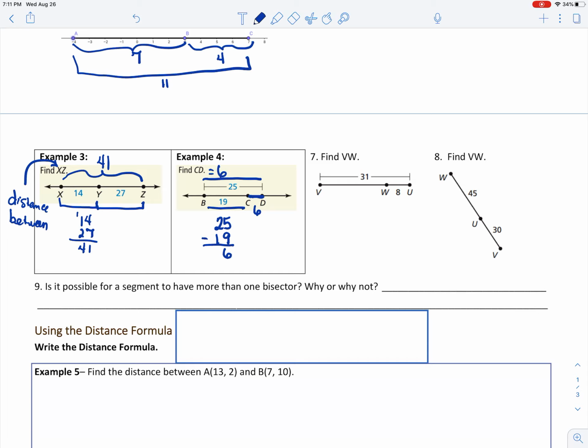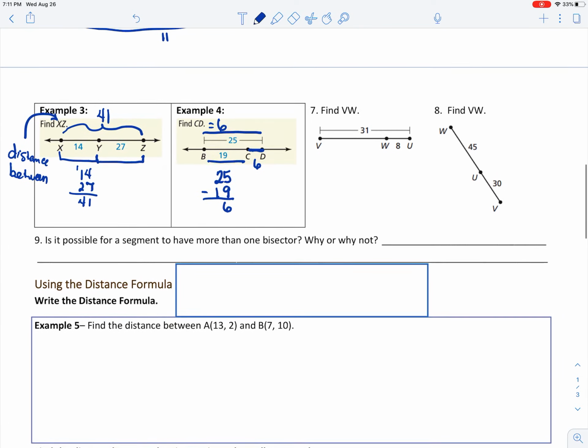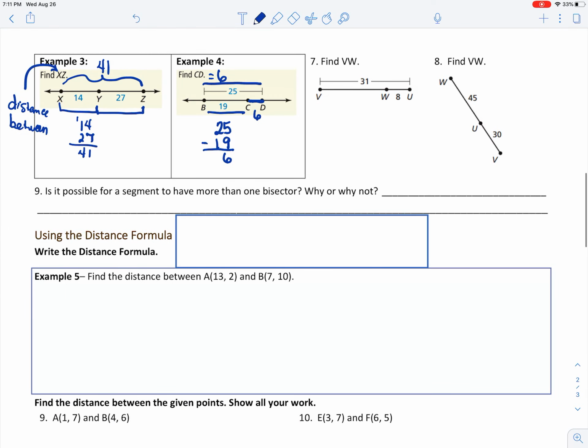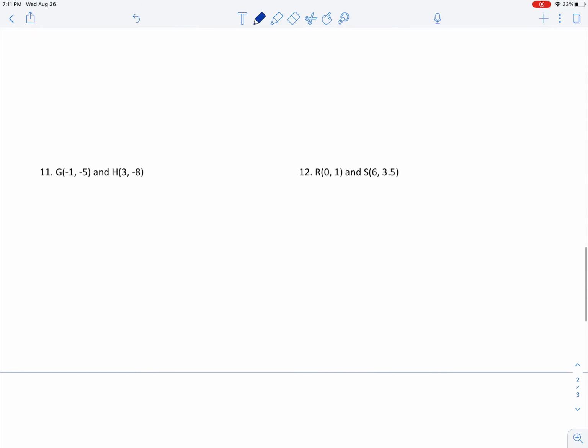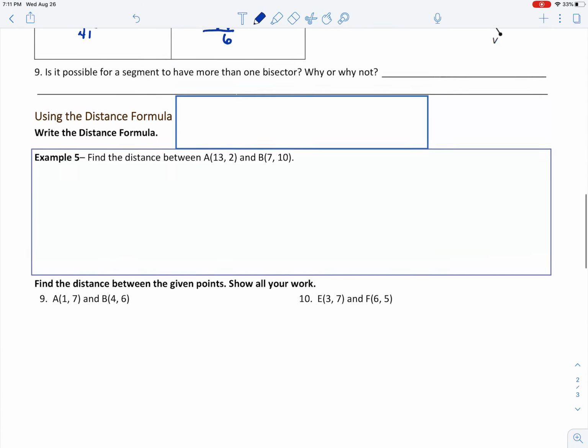So you have 2 more problems just like this, number 7 and 8, to practice these skills. And then a question to answer for number 9. Some critical thinking here. Then we lastly want to talk about the distance formula.